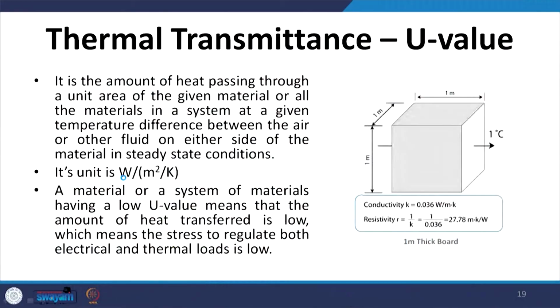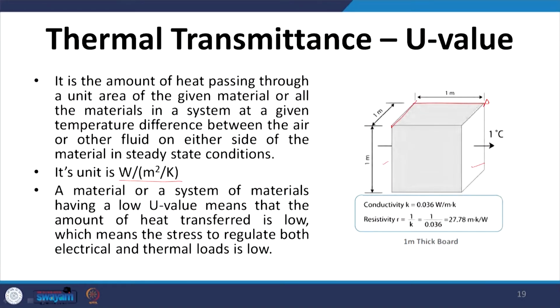This is the amount of heat which is passing through a unit area of a given material of unit thickness for unit degree change of temperature from one surface to the other surface. So, the unit is watt per meter square per Kelvin. It has a unit which is similar to conductance, but it takes into account a unit thickness of the material and the unit area. This is a very commonly used property, which we will quite often come into contact with, and a lot of our codes talk about the U values of these materials.